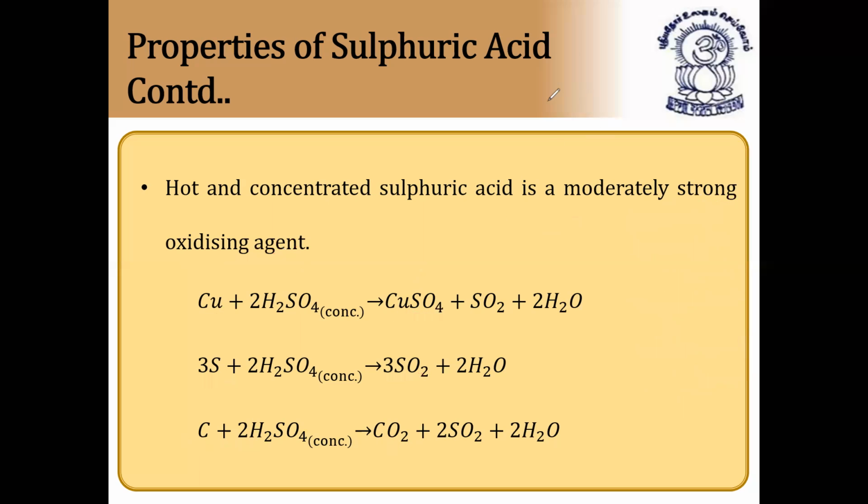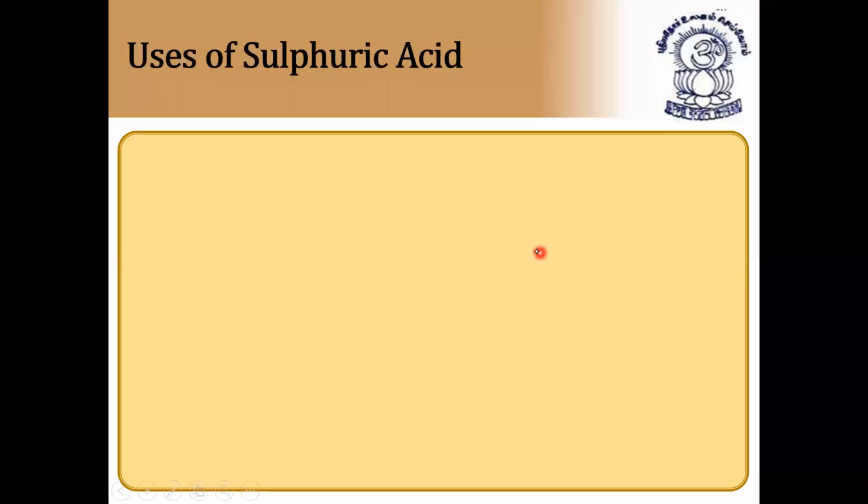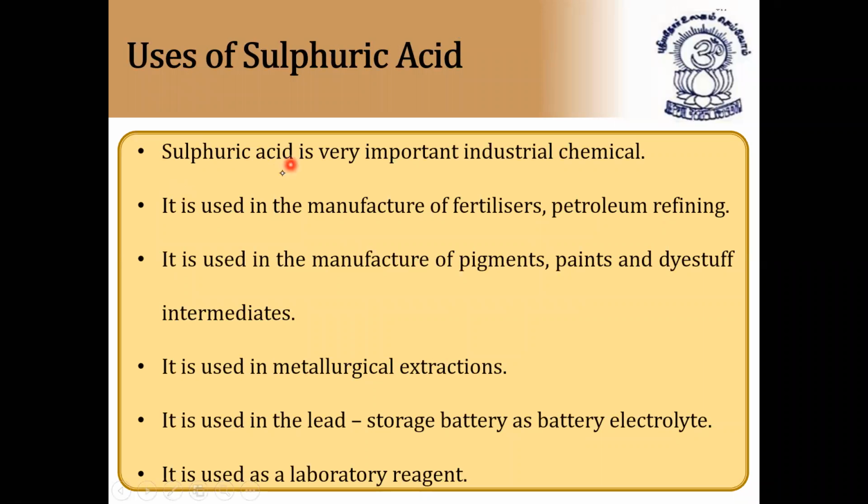Next, uses of sulfuric acid. Sulfuric acid is a very important industrial chemical. It is used in the manufacture of fertilizers, in petroleum refining, and in the manufacture of pigments, paints, and dyestuff intermediates. It is also used in metallurgical extractions because many ores are sulfide ores. And it is used in the lead storage battery as battery electrolyte. We have seen this already: 38% sulfuric acid is used as the electrolyte in the lead storage battery, called a secondary battery. We have done this already in electrochemistry.